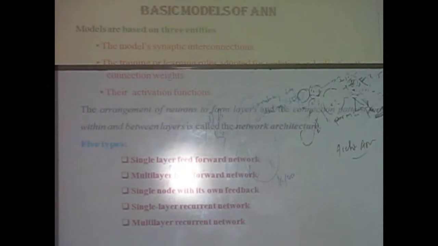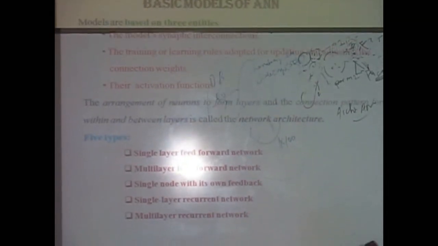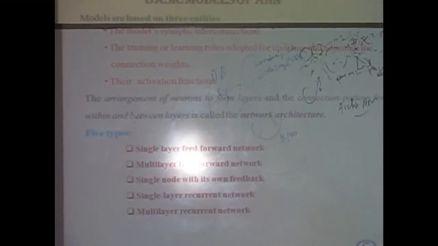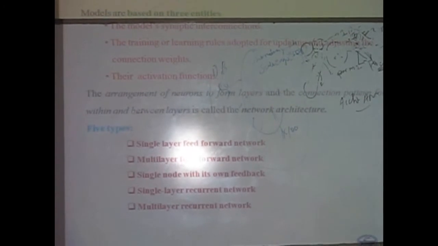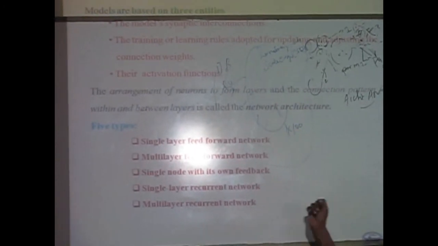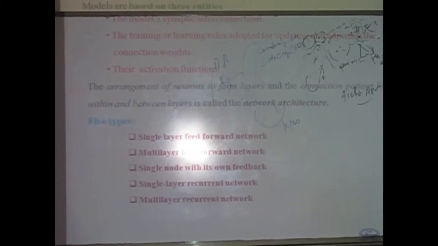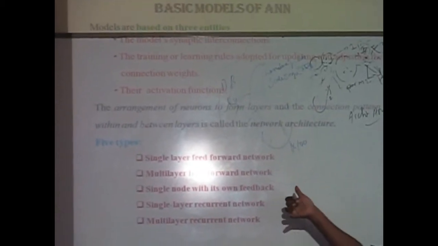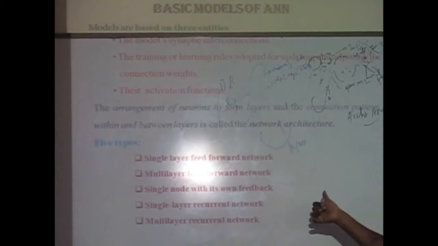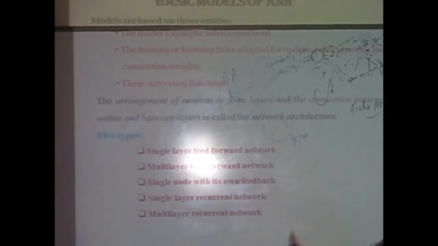What happens? Yes, we have 5 architectures. We can categorize them into 5 types. The first one is single layer feed-forward network, then multi-layer feed-forward network, and single node with its own feedback. The fourth one is single layer recurrent network, and the last is multi-layer recurrent network.